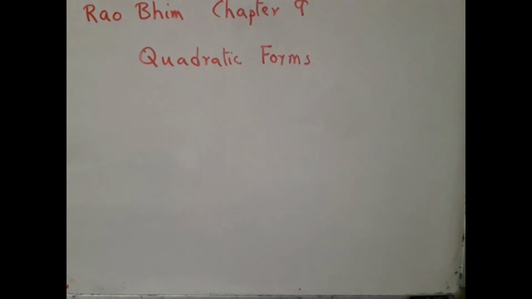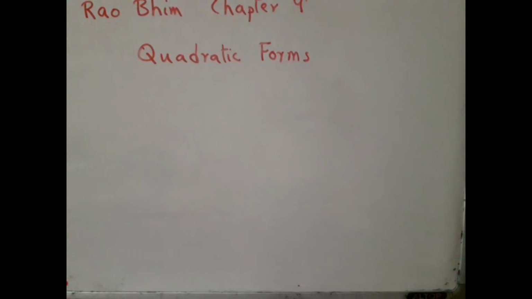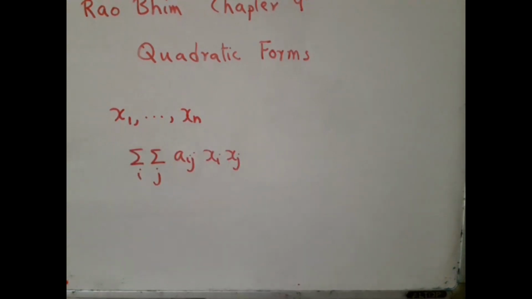Rao Bhim, Chapter 9, Quadratic Forms. Suppose we have n variables x1 up to xn. Then by a quadratic form in these n variables we mean an expression like the double summation over i and j of aij times xi xj, where each of the aij's is real.